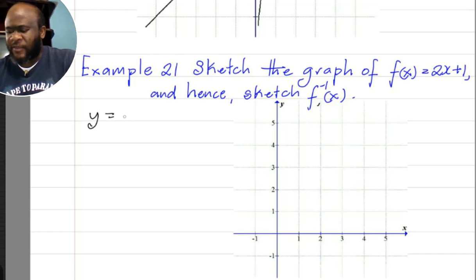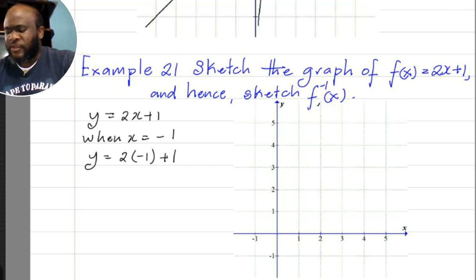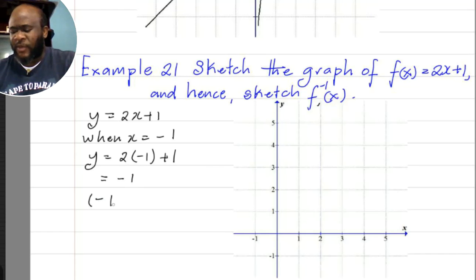We have y is equal to 2x plus 1. I could say when x is equal to, let us say, minus 1, y would be 2 times minus 1 plus 1. 2 times minus 1 is minus 2. Minus 2 plus 1 is minus 1. So y would be minus 1. So that would be 1 point where x is minus 1 and y is also minus 1.